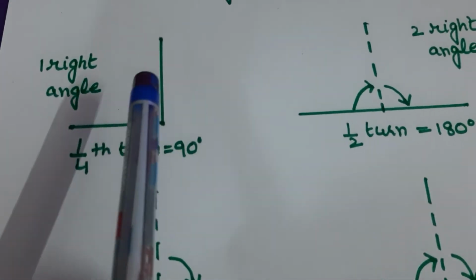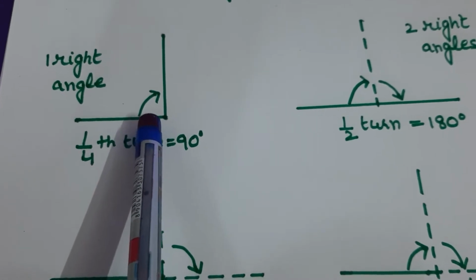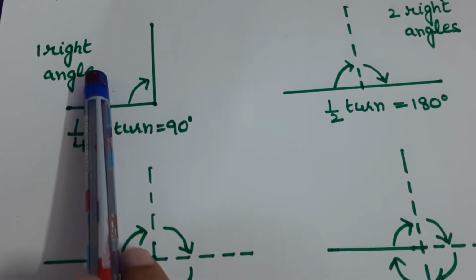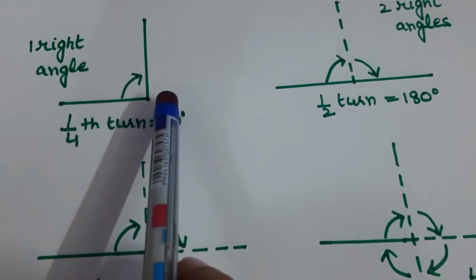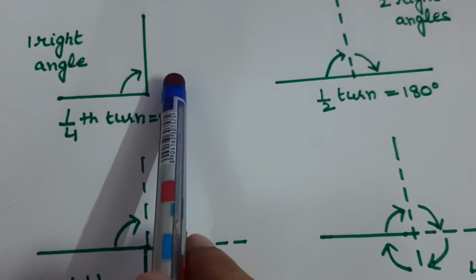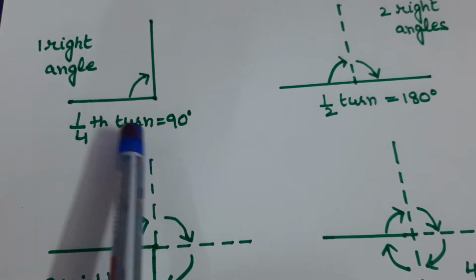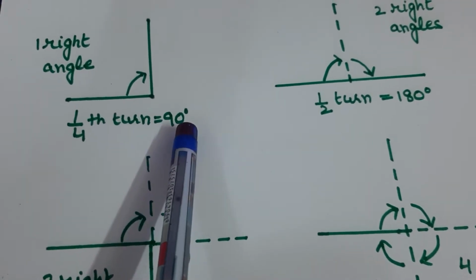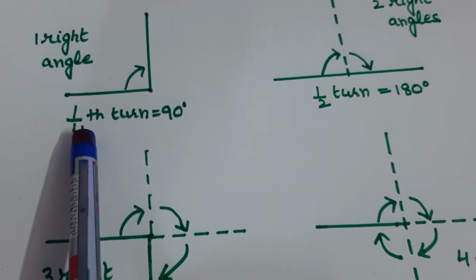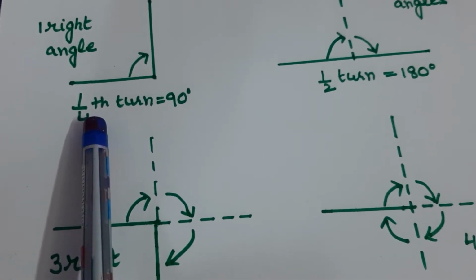So first, if we turn our shape through a 90-degree angle, okay, we turn our shape to 90-degree angle, then it is said to be 1/4 turn. 1/4 turn is 90 degree, and this turn is also called quarter turn.